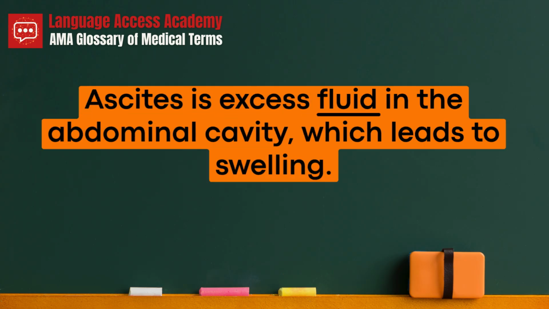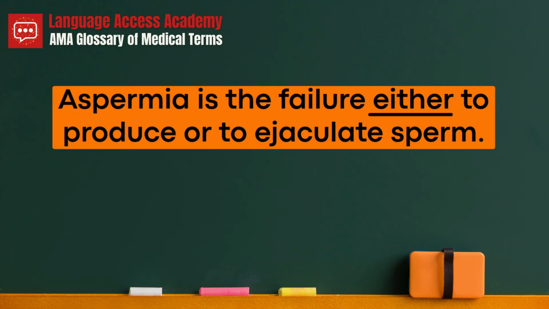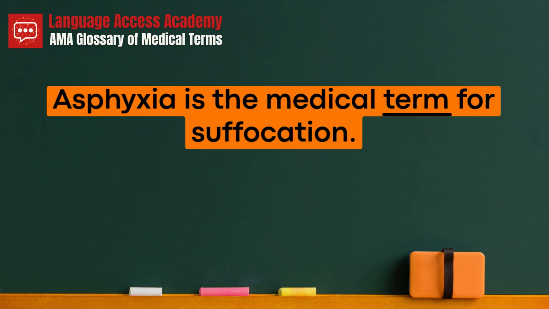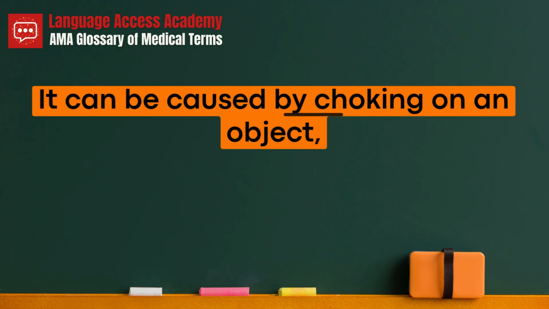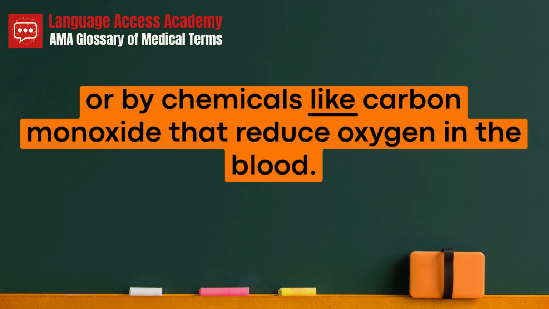Ascites is excess fluid in the abdominal cavity, which leads to swelling. Ascorbic acid is simply the chemical term for vitamin C. Aspermia is the failure either to produce or to ejaculate sperm. Asphyxia is the medical term for suffocation. It can be caused by choking on an object, by a lack of oxygen in the air, or by chemicals like carbon monoxide that reduce oxygen in the blood.